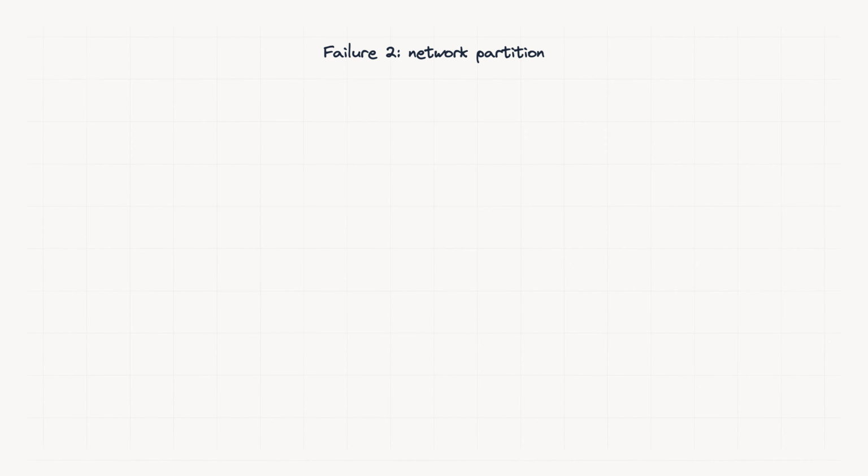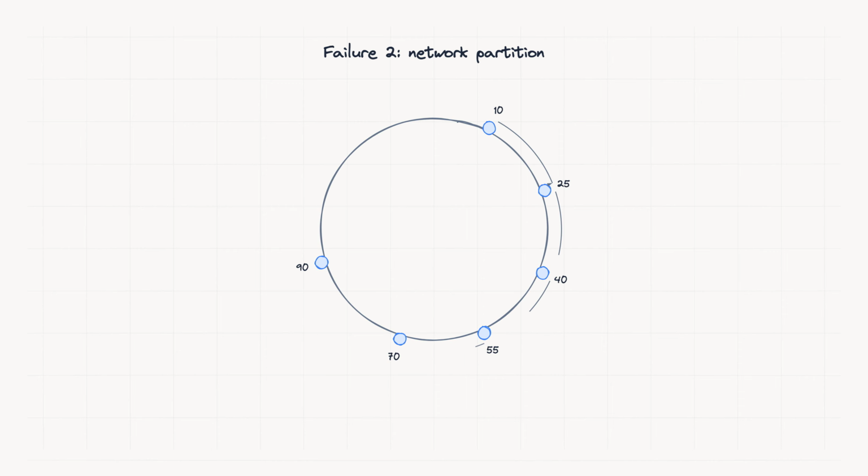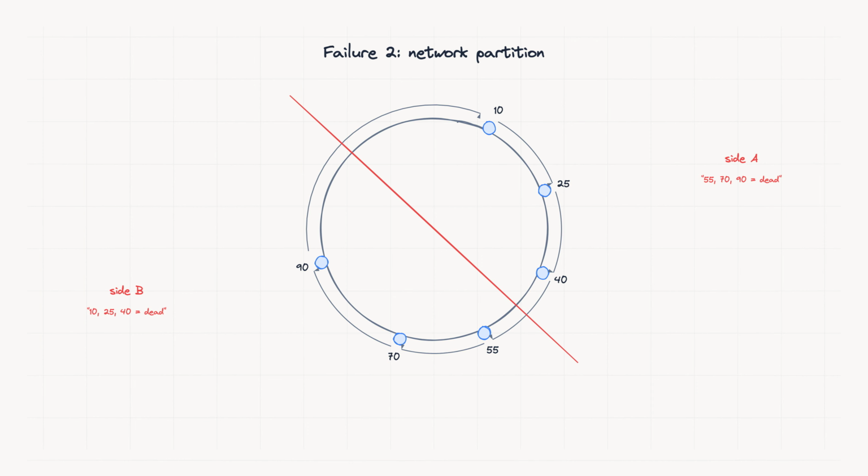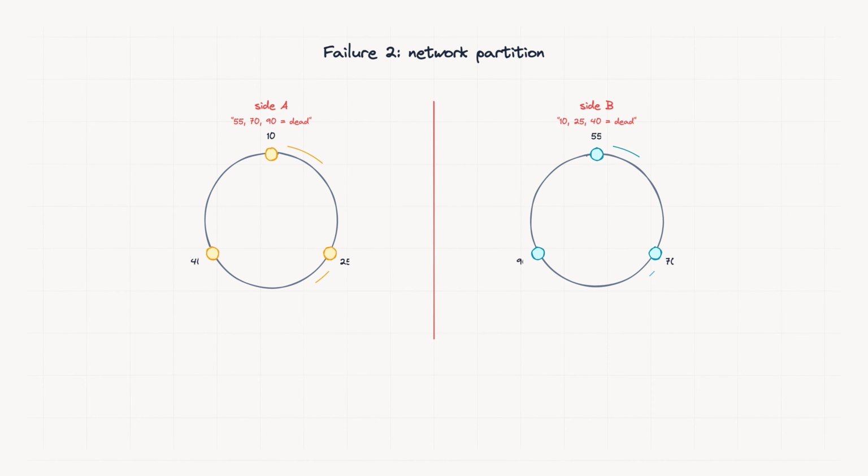So far, we've talked about one peer failing at a time. The next failure mode is at the network level. What if the network itself splits? Say we have 6 peers on the ring, 10, 25, 40, 55, 70, 90. A network partition cuts them into 2 groups. 10, 25, and 40 can talk to each other, but not to 55, 70, or 90, and vice versa. Each side sees the other 3 peers as crashed. Both sides repair their successor pointers and form independent mini-rings.